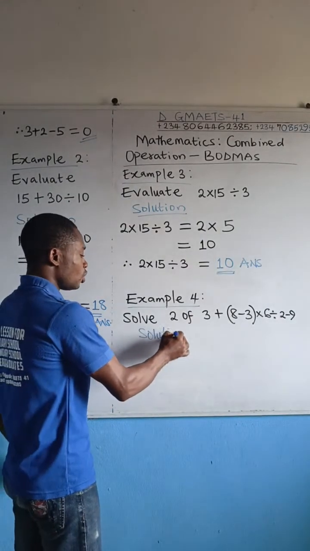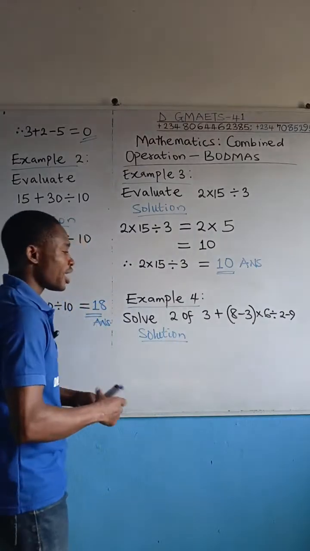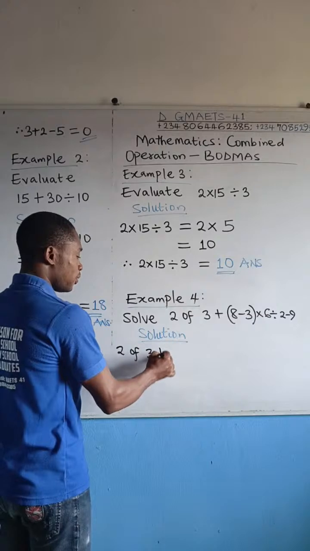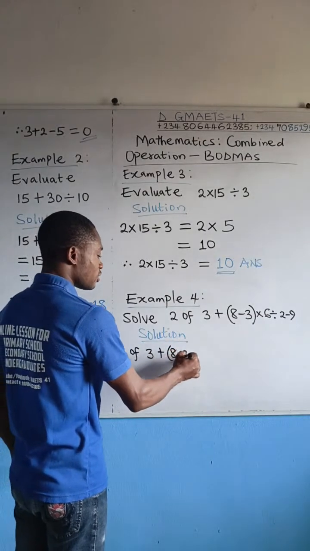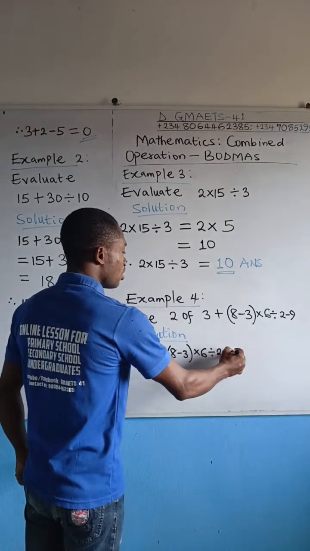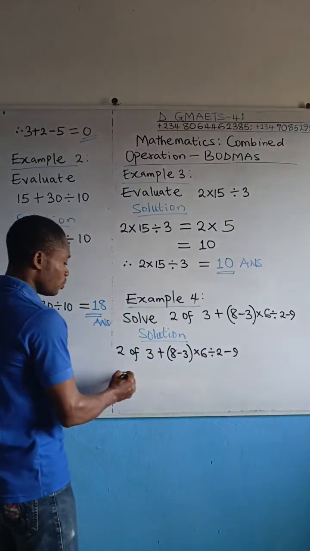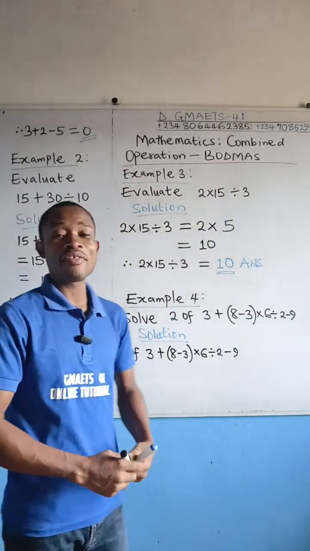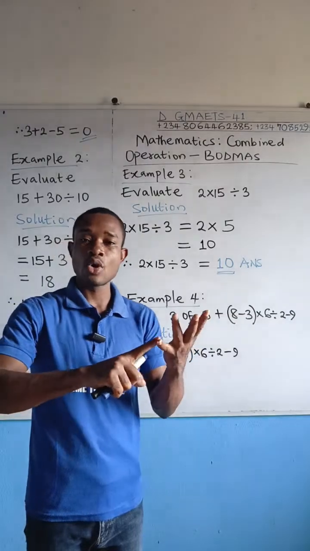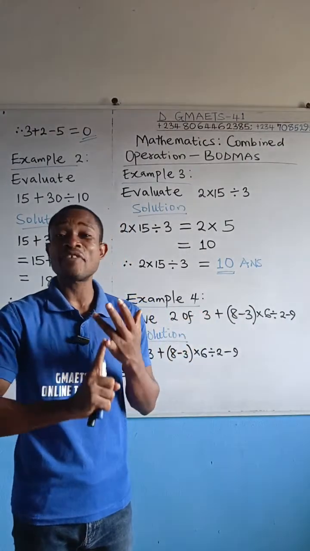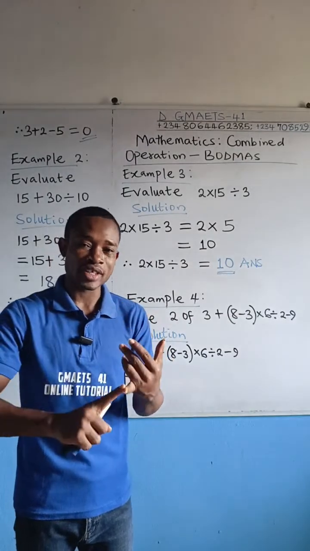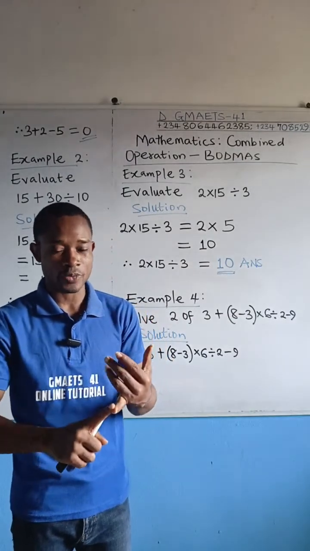Solution. Now from the question, we have 2 of 3 plus, open bracket, 8 minus 3, close bracket, times 6 divided by 2 minus 9. This will be equal to, you now remember your BODMAS. Full meaning of BODMAS. Let's go. B, Brackets. That's the first thing you are expected to do. That's the first part you start with if you see it in any combined operation.